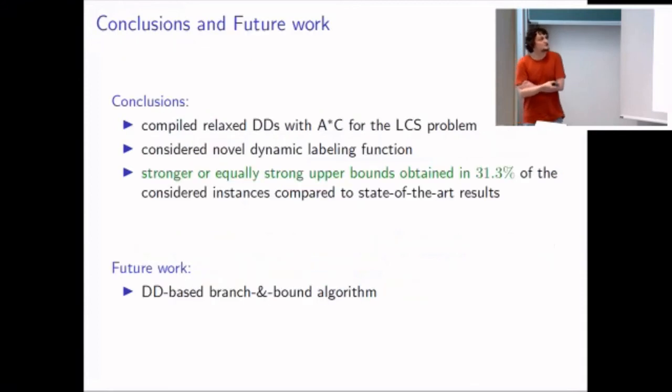Okay, so to conclude the talk, we compiled relaxed decision diagrams with a modified A-star algorithm for the LCS problem. We considered a novel dynamic labeling function, and we observed that we can obtain stronger or equally strong upper bounds in 31% of the cases compared to the state-of-the-art upper bounds. A promising future work direction may be to embed this A-star algorithm, which compiles a decision diagram, in a branch and bound algorithm.